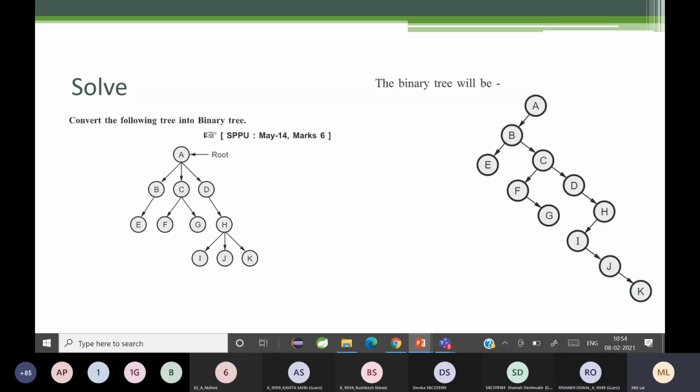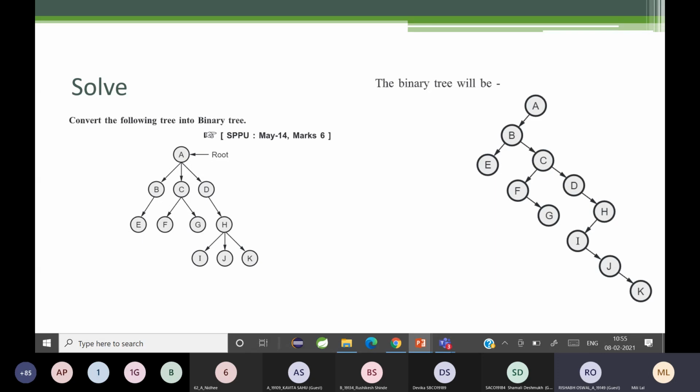Fine. Now take C. Which is the right sibling of C? D. Okay. And the left child of C is F. Now, which is F's right sibling? G. So, F's right child becomes G. Right? Yes or no? Yes, ma'am.